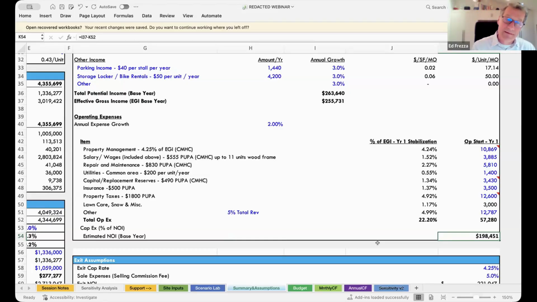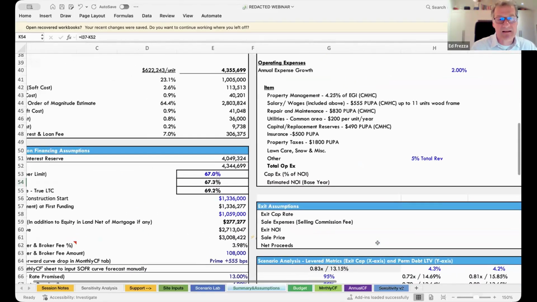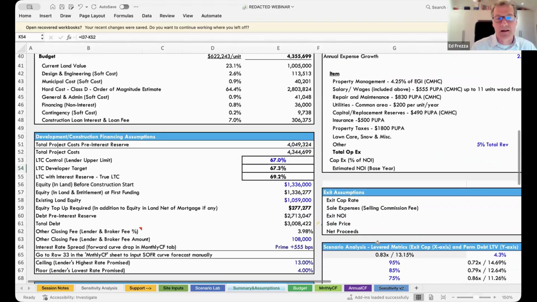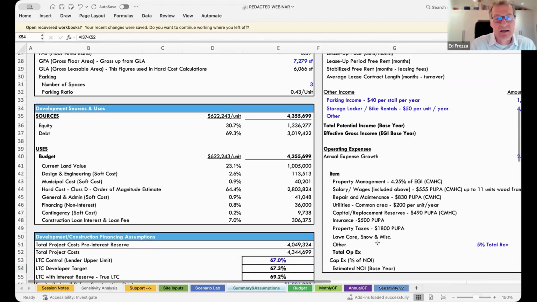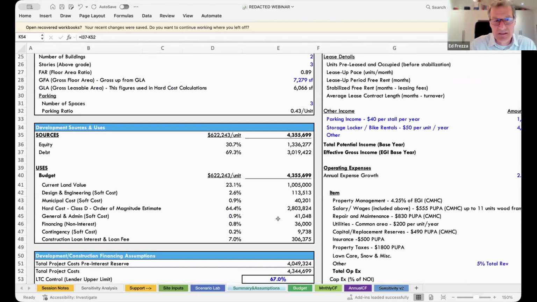So now we'll go on the left side and we'll go up a bit. And so you can see here in terms of the development sources and uses, we're going to need about 4.355 million for this project. And CMHC says, hey, I want to see that you've got some skin in the game, and we want to see about 30%. So 30% of that 4.3 is 1,336,000.